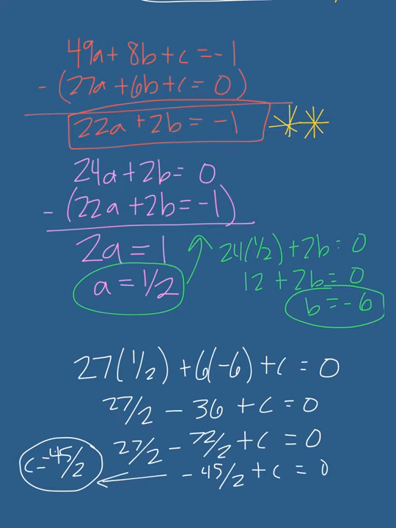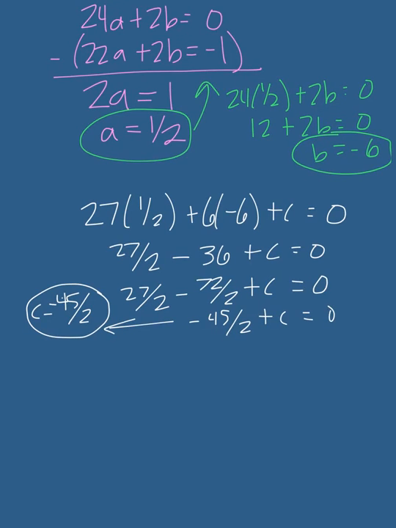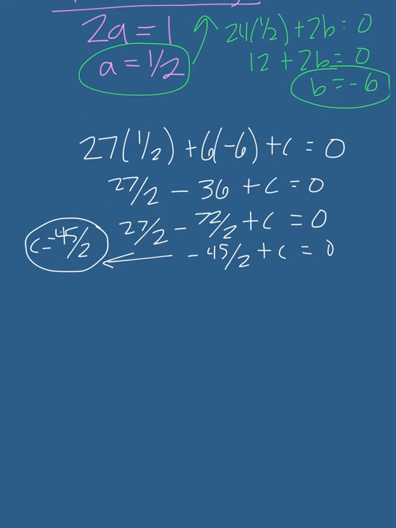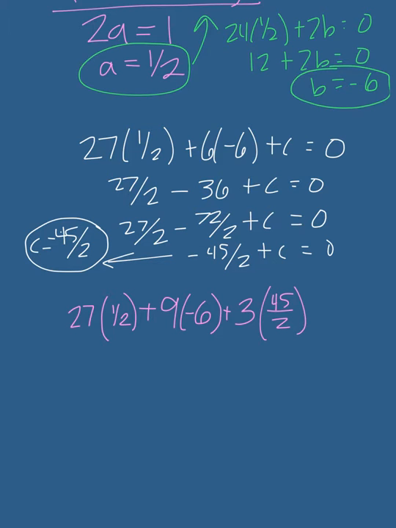Gross. Okay, all that's left is to find d, so I need to go all the way back to the beginning to find d. So if I go back to the beginning, one of my equations that had d in it was 27a, which I'll plug in a half, plus 9b, plug in negative 6, plus 3c, which is 45 over 2, plus d equals 3. Oh man, this is gross.